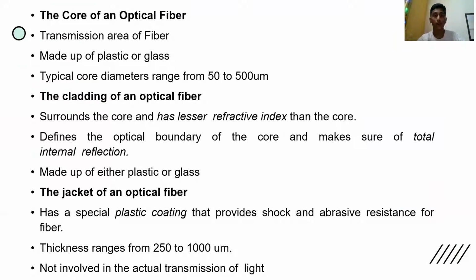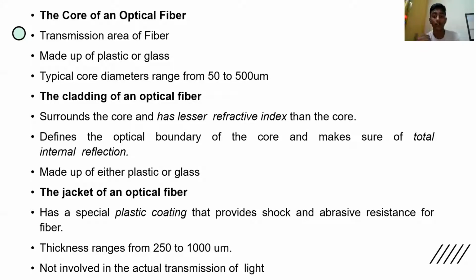So, the core of an optical fiber is the transmission area of the fiber. It's made of glass or plastic, and typical core diameters range from 50 to 500 micrometers. We also have the cladding of an optical fiber. This surrounds the core and has a slightly lower refractive index than the core. It defines the optical boundary of the core and makes sure that total internal reflection happens at all costs. It's also made of either plastic or glass.